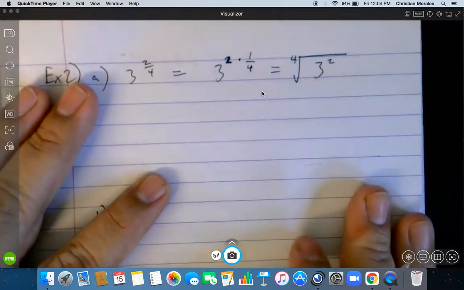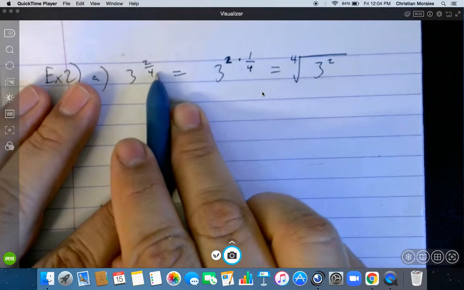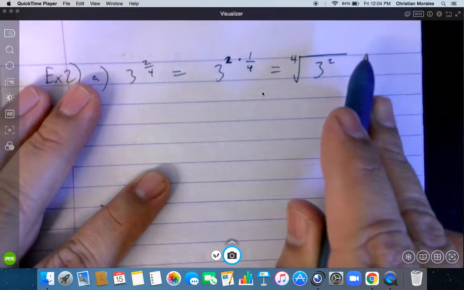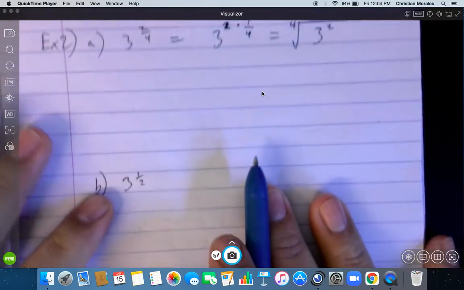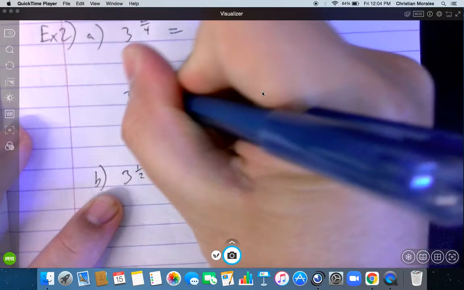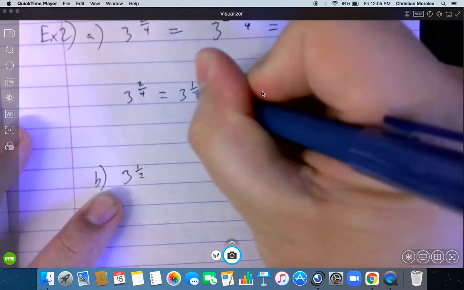Okay, so what is this doing? This is basically anytime you have a fraction, a denominator, in your exponent, it becomes a root. You can simplify this. So for example, here, if you simplified this, because it is a fraction, you can say that is 3 to the 1/2.